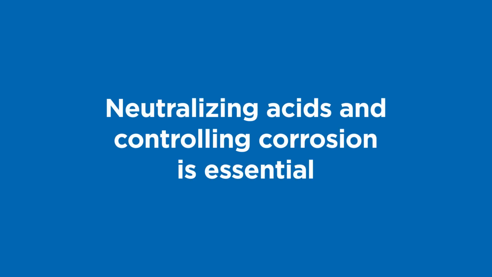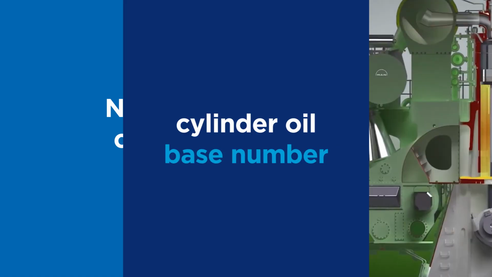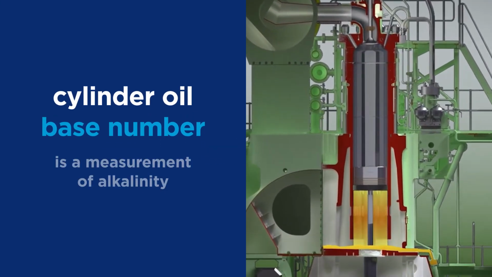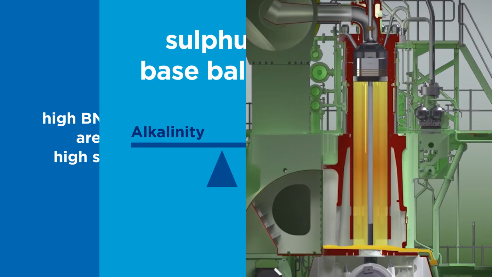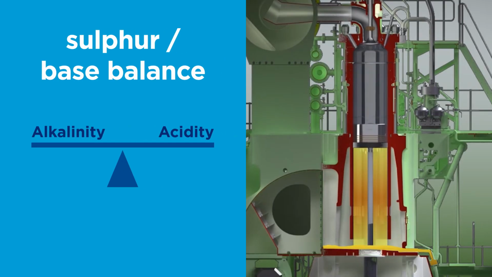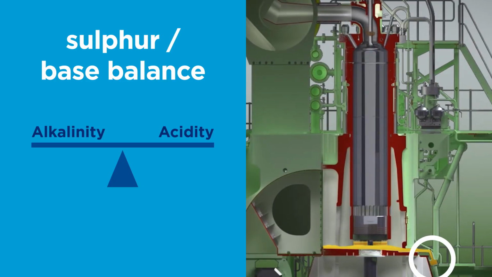Neutralizing acids and controlling corrosion is essential, a function provided by the alkalinity in the cylinder oil. A cylinder oil's base number, BN, measures its alkalinity. High BN cylinder oils, BN 70 to 140, are used for high sulfur fuels. The oil film's alkalinity is consumed while neutralizing the sulfuric acid, and the used oil is scraped down the cylinder liner wall and collected at the scavenged space drain. The remaining alkalinity in this drip oil is the residual base number.